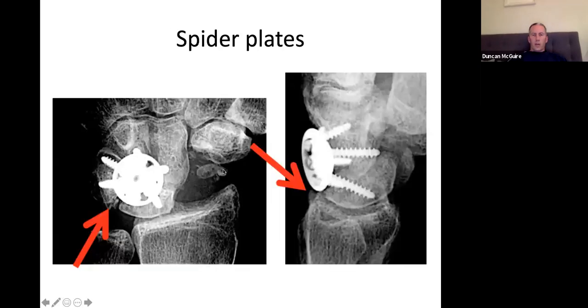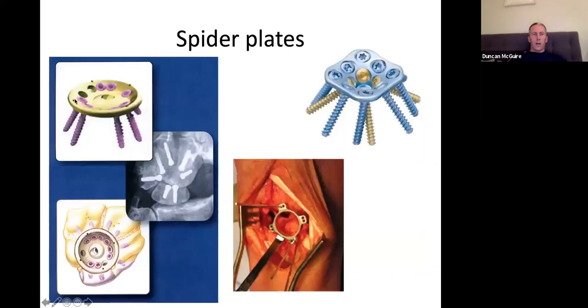So this is an X-ray of an old spider plate. You can see here there's a non-union here. There's lucency around the screws, and the wrist looks in neutral position here, and that's already impinging against the distal radius. The newer plates are much more low profile. They're radiolucent. Some of them claim to be able to allow you to do compression across the bones.